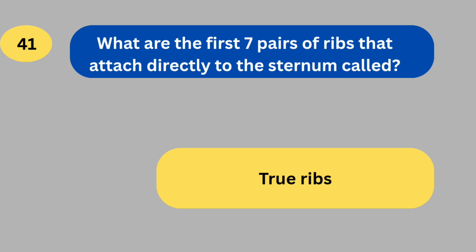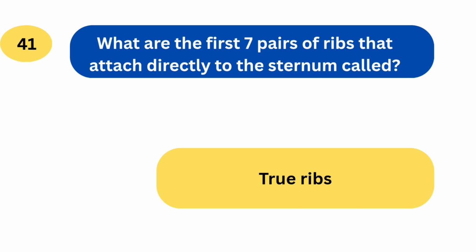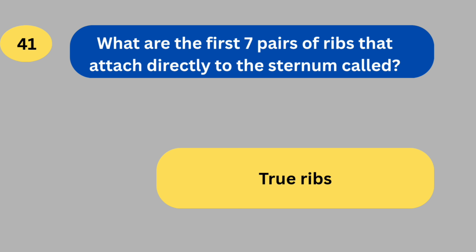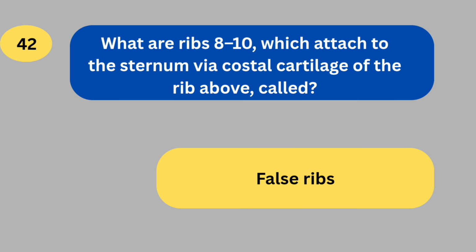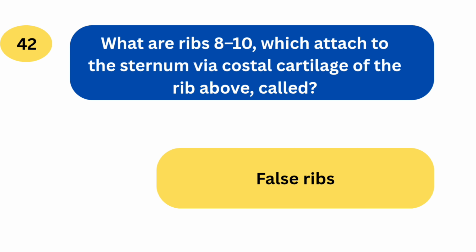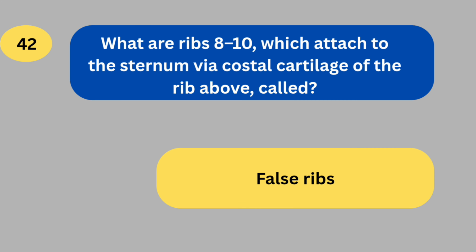What are the first 7 pairs of ribs that attach directly to the sternum called? Answer: true ribs. Next question. What are ribs 8 to 10 which attach to the sternum via costal cartilage of the rib above called?